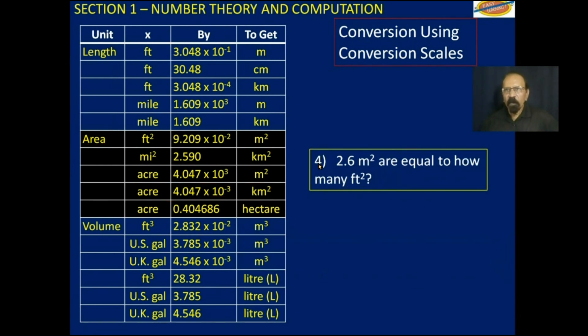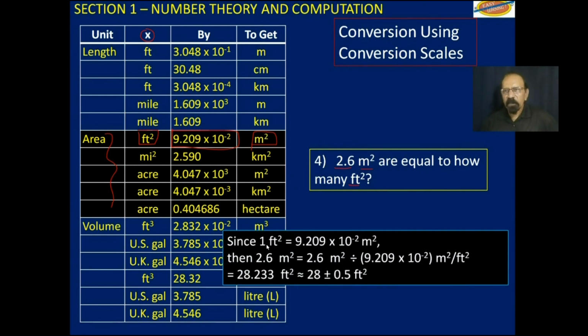Example 4, we want to convert 2.6 square meter to square feet. So we are dealing with square units. We are in square meter, that is here, and we want to go to square feet. This is our conversion factor. Now that we are going from the right side to the left side, instead of multiplying, we will divide. So we know that 1 square foot is equal to 9.209 exponent negative 2 square meter.